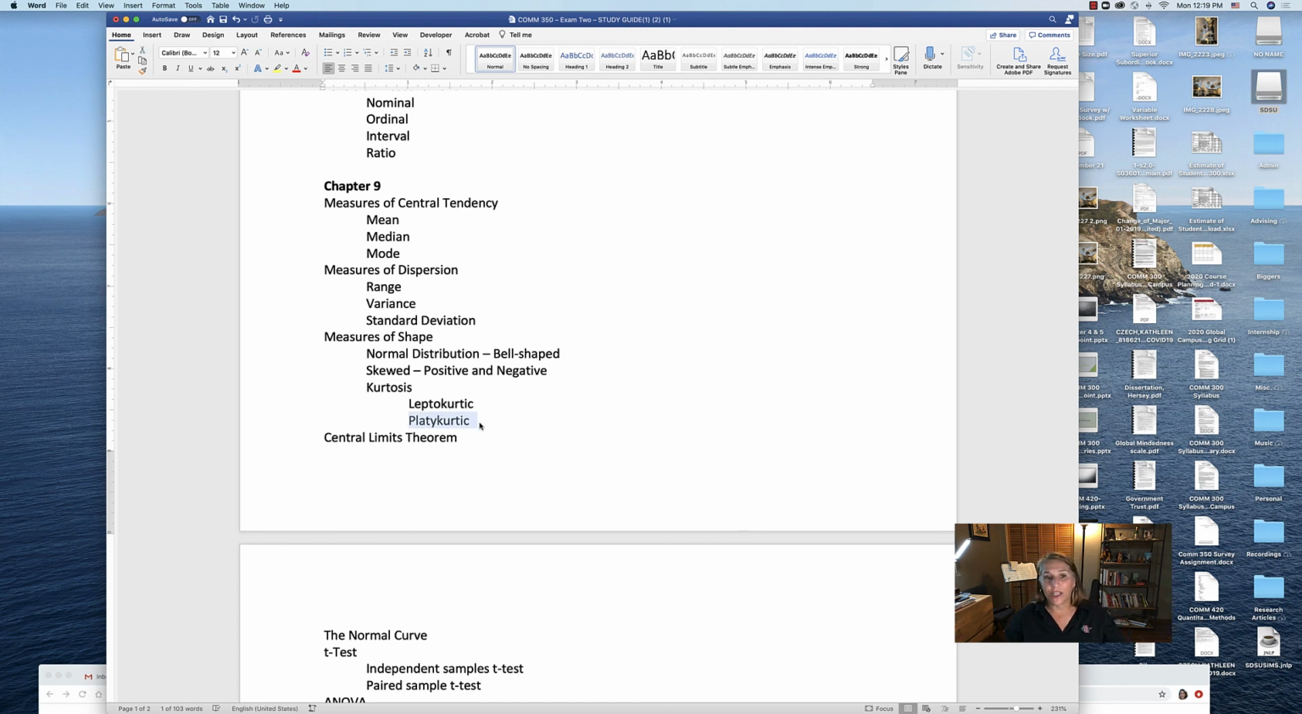Platykurtic is when a curve plateaus. It really doesn't curve at all. It just remains like a plateau, very flat with a wide range. And that's uncommon too. The interesting thing is central limits theorem.